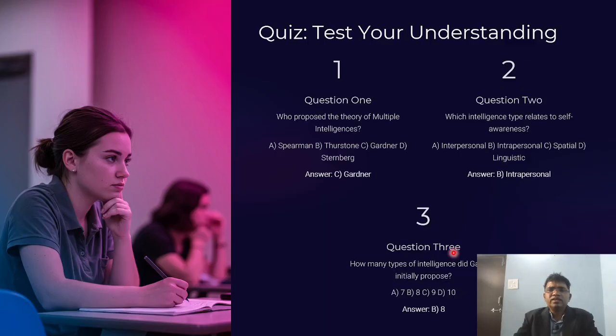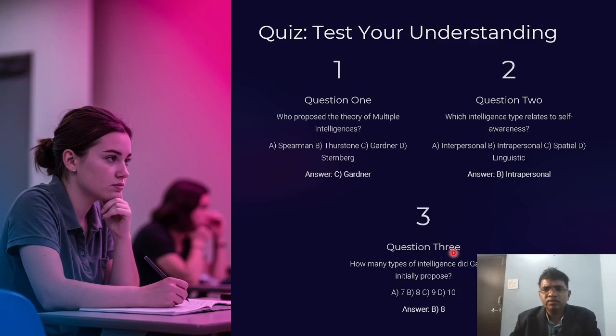Okay, so let us test. Question 1. Who proposed the theory of multiple intelligences? It is very important. A. Spearman, B. Thurstone, C. Gardner, D. Sternberg. The answer is C. Gardner proposed the multiple intelligences theory.